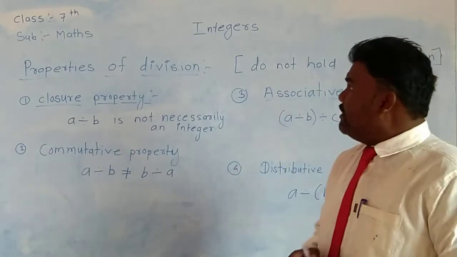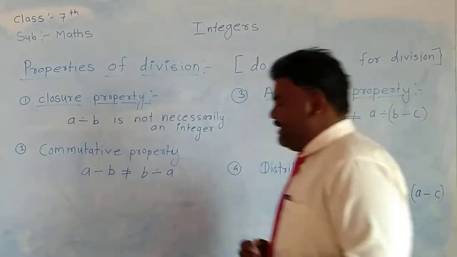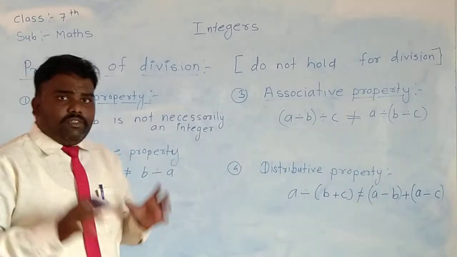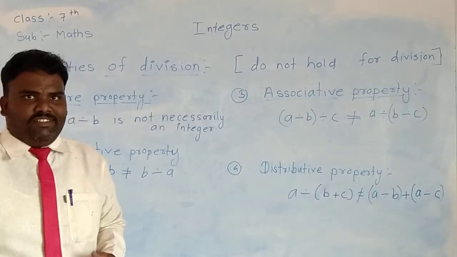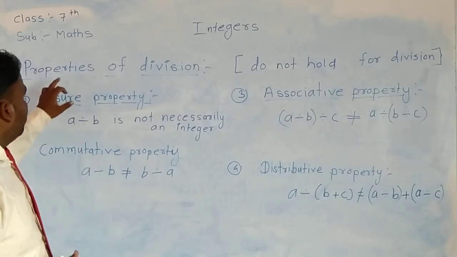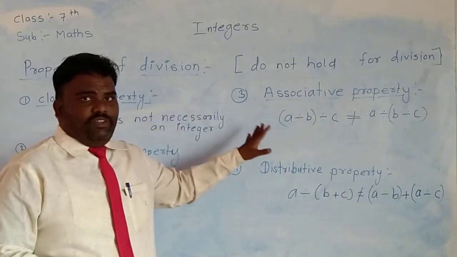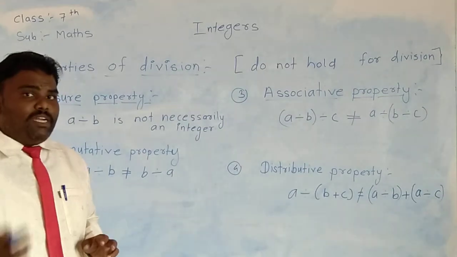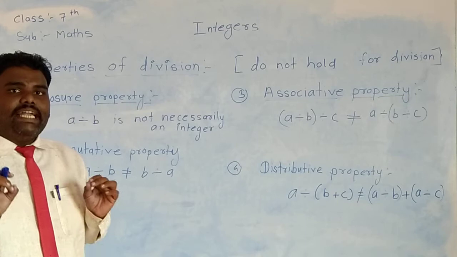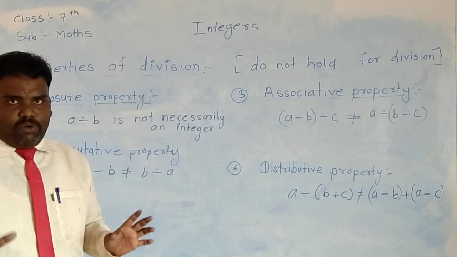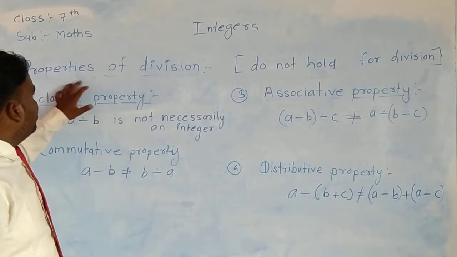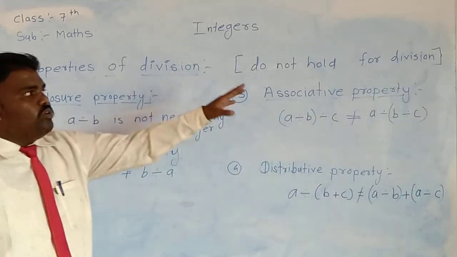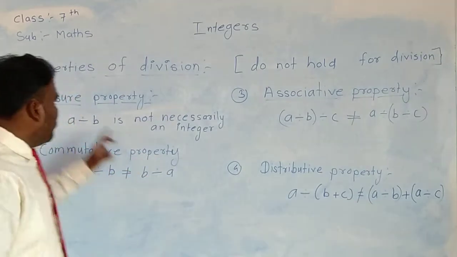Today we are going to talk about the integers. And in the integers, last class we talked about the properties of multiplication. And today we are going to talk about the properties of division. Actually, in the property of multiplication, all the properties are satisfied. But in the division property, this doesn't happen. It does not hold for division. Okay, let's talk about it.